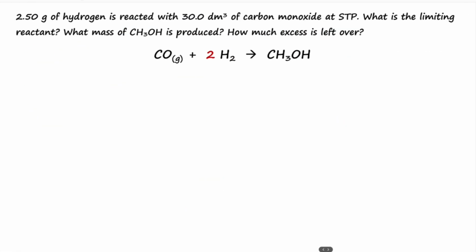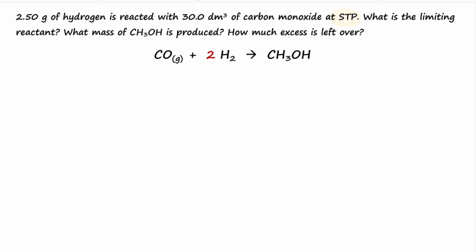Let's solve the last question. 2.5 grams of hydrogen reacted with 30 decimeter cube of carbon monoxide. Again guys, here at STP, so automatically you will apply the third formula. What is the limiting reactant? The first question, what mass of methanol is produced? How much excess is left? Okay, so let's start from the balancing, but the equation is already balanced, and you can start to solve.